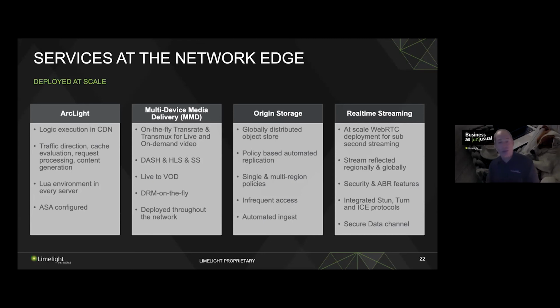MMD is a set of services which are designed to transrate and transmux content on the fly, incorporate things like DRM into them, create DASH and HLS output. These are services that are already deployed throughout the network and are effectively edge services, so including our storage environment and including our real-time streaming environment, which is a WebRTC service distributed throughout the network. So these are all applications that we run in our network today at scale as an edge.